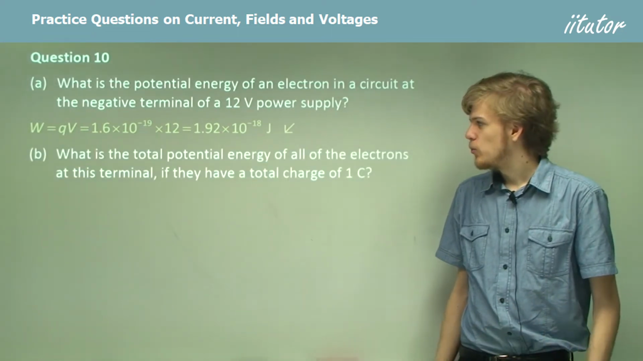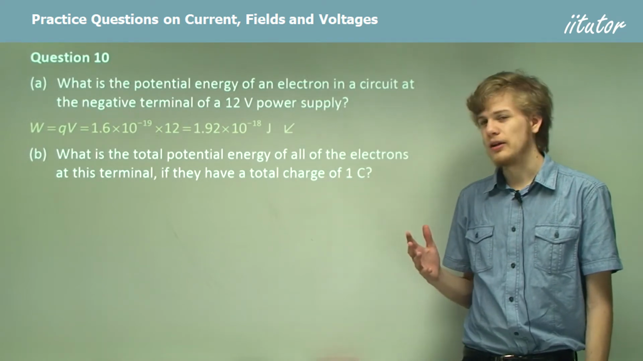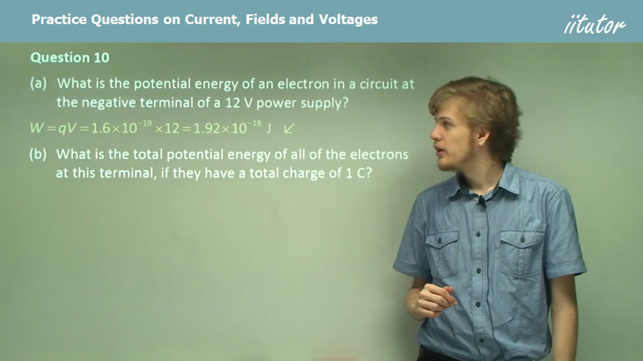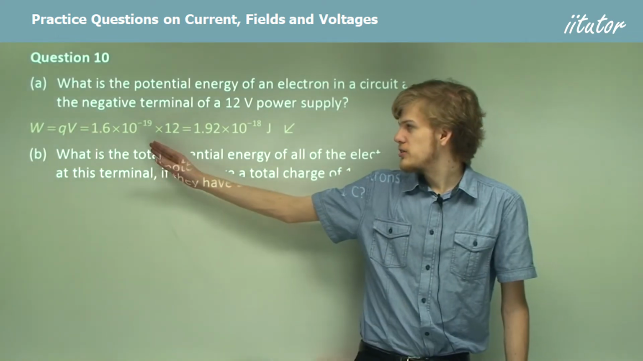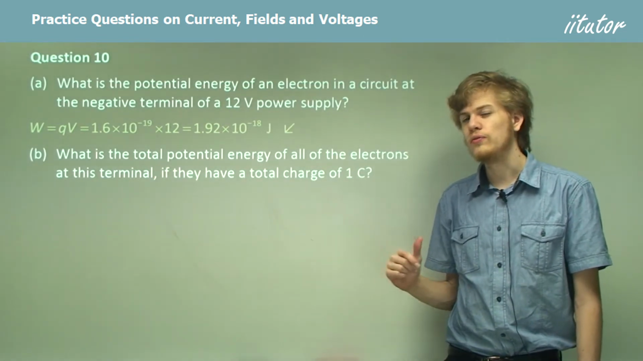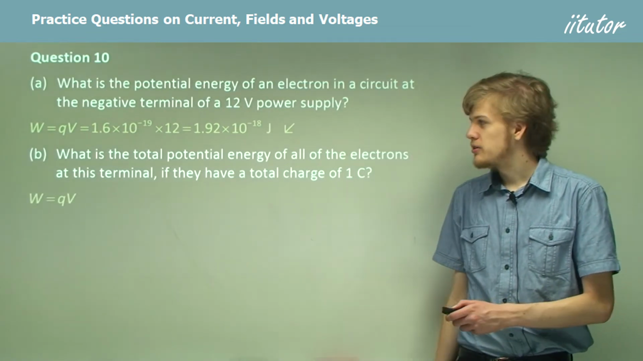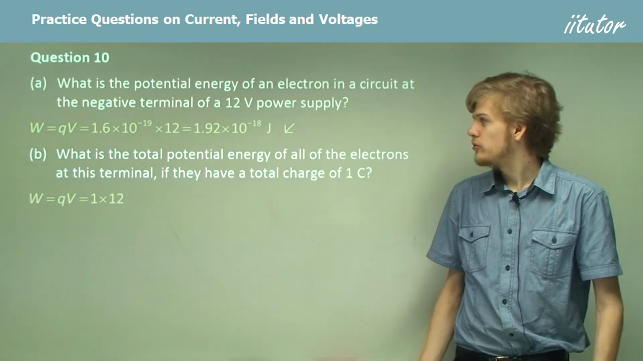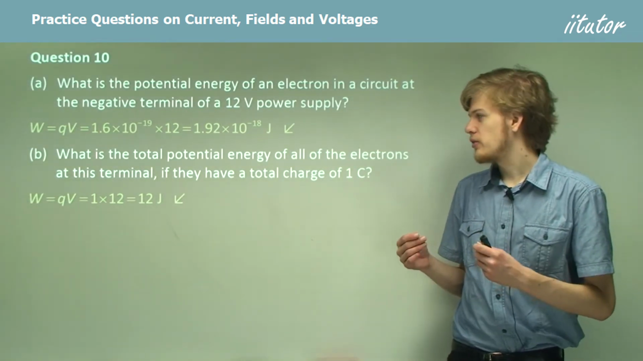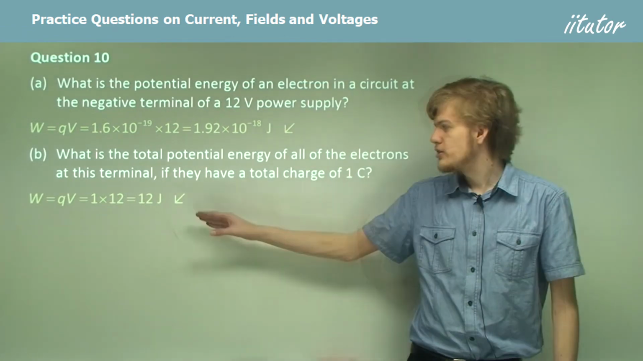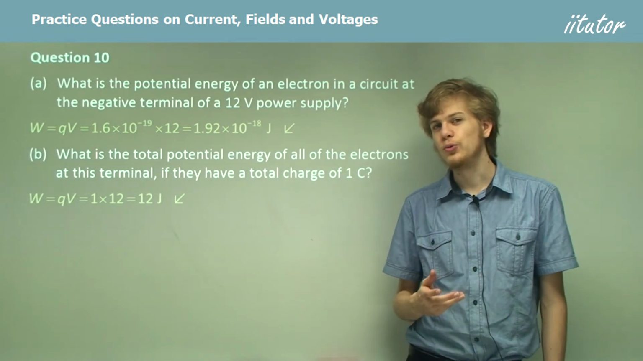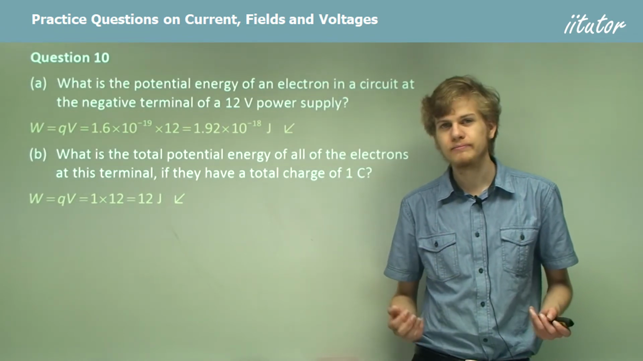Part B. What is the total potential energy of all the electrons at the terminal, if they have a total charge of 1 coulomb? So this time, instead of using 1.6 times 10 to the minus 19 as the total charge, we're going to be using 1 coulomb worth of electrons. So using the same equation, this time we get 1 times 12, which is 12 joules. So the total potential energy of all the electrons at that particular terminal is 12 joules. As they move around the circuit, they will lose that 12 joules of energy and radiate away as heat.